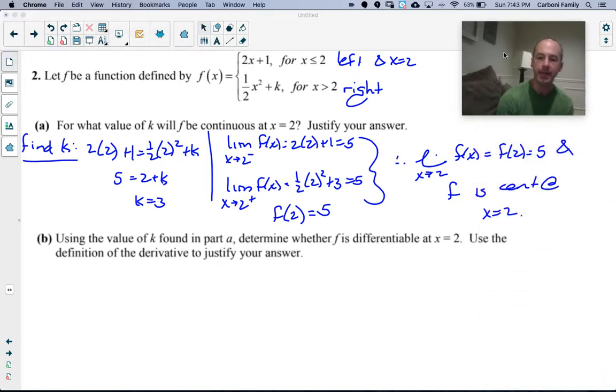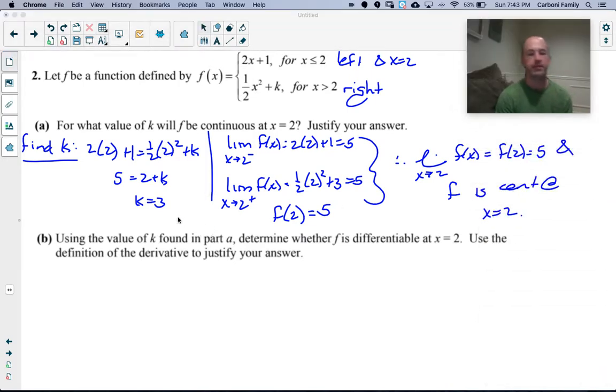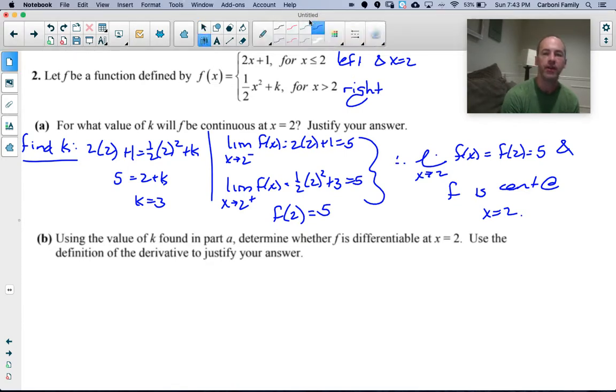Part B is a booger. It says, using the value of k in part A, determine if the function is differentiable. We've already established continuity. Now we need to show differentiability. And here's the ugly part. They asked you to use the definition of the derivative. Whenever you see that phrase, they're telling you to use limits. You can't use derivative shortcuts to do this. We've got to actually set up that limit definition of a derivative and solve it that way.